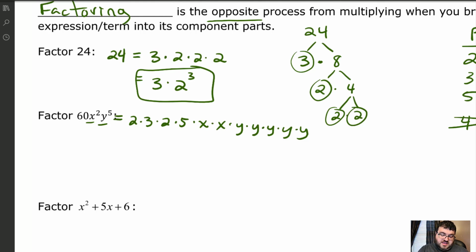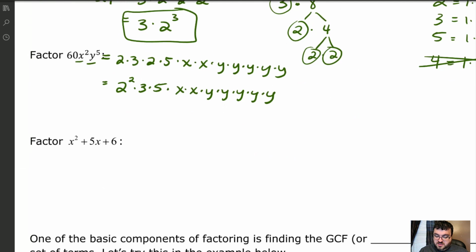And then of course you can make the number parts a little bit cleaner: 2 to the 2nd times 3 times 5, and then x, x, y, y, y, y, y. The other reason I'm writing this expanded like this is we're going to do something with it in just a second with the GCF. But to show you where this is going, in the last section, we were able to multiply x plus 2 and x plus 3. I showed y'all how to do something like this where you distribute your x.